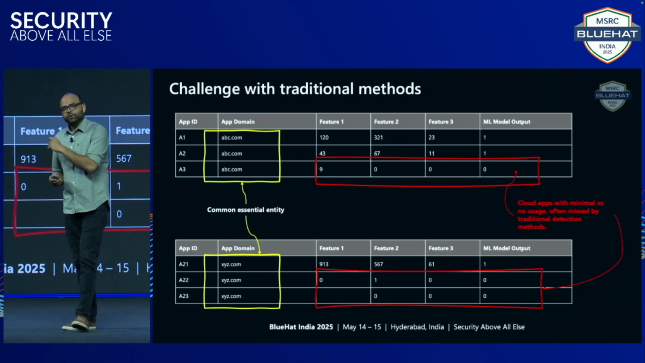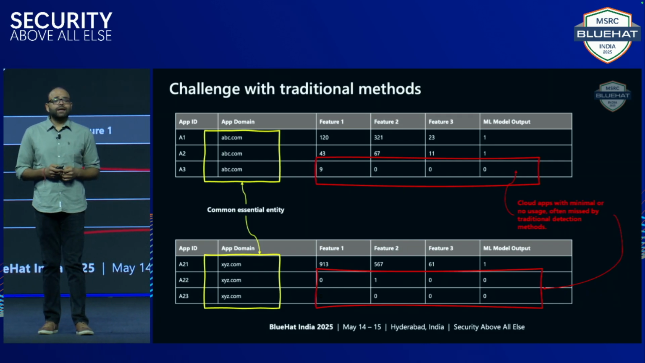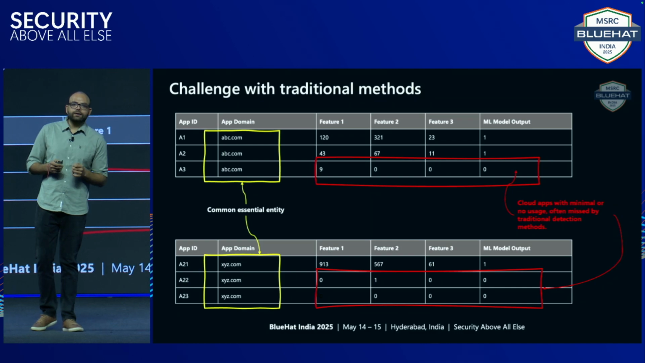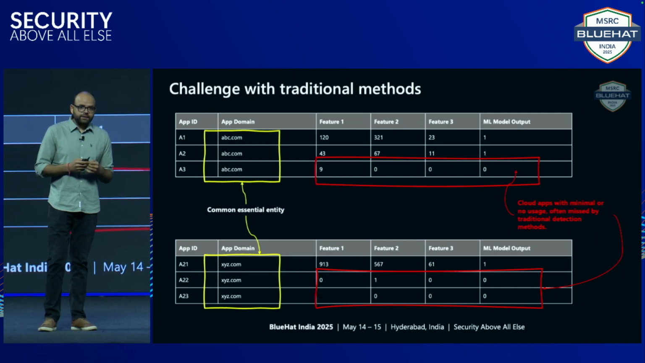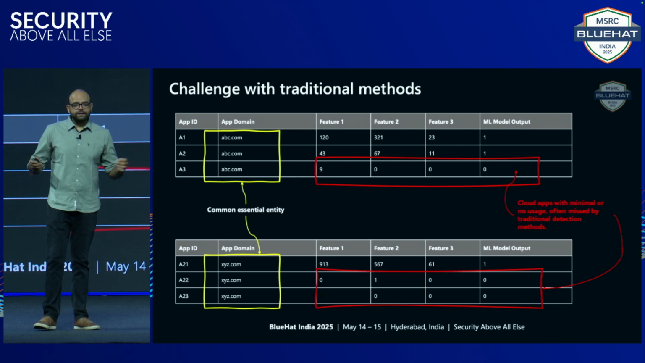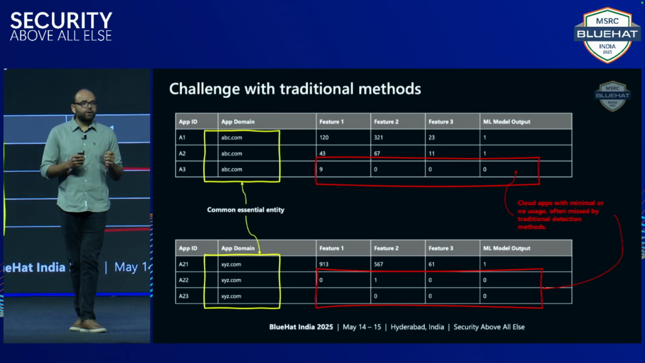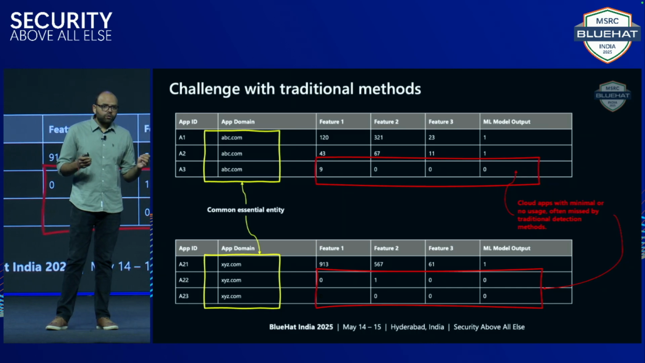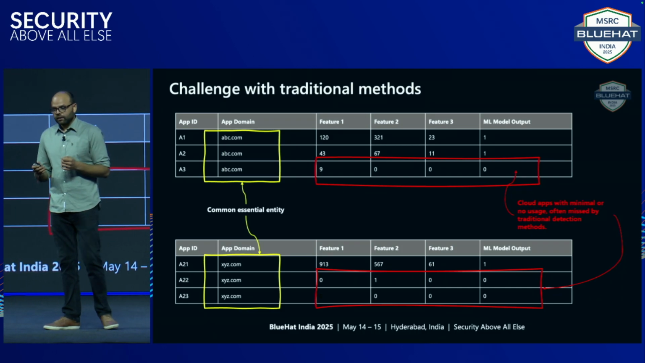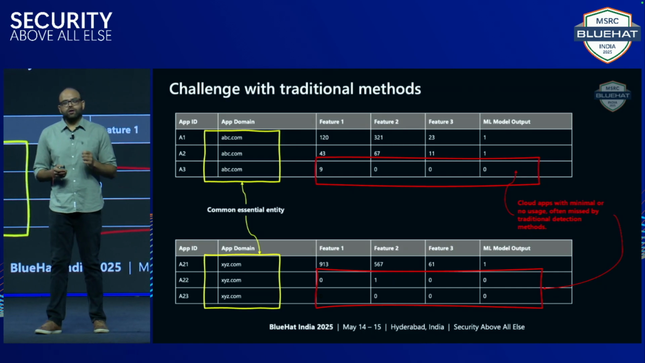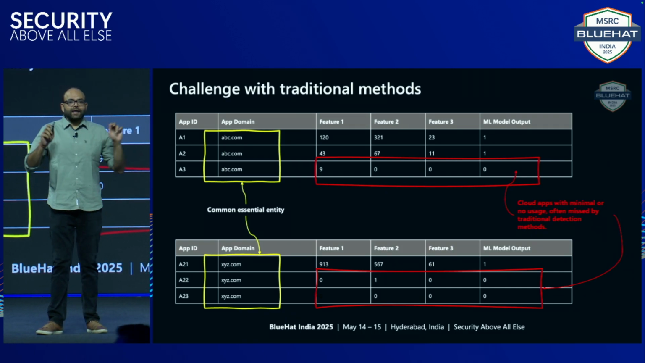In this case, you can see the application domain is common between these applications, and we have consistently seen evidence of these patterns in real-world attacks, where an attacker creates and launches multiple applications, and these applications in smaller groups share some kind of entity between them, which could be the name, URL, or domain of those applications. And that's where the traditional methods fall short, because they are looking at and analyzing these applications in isolation.